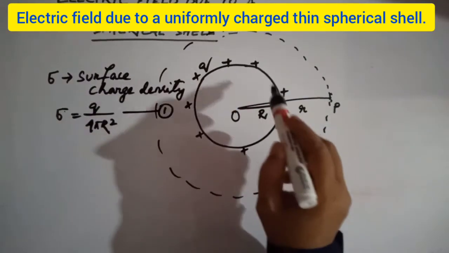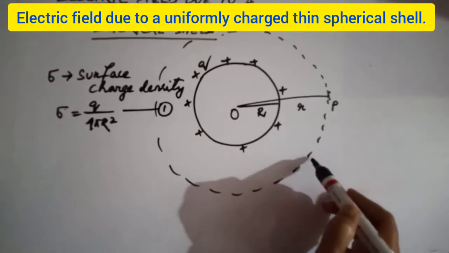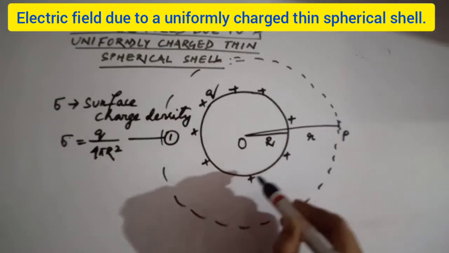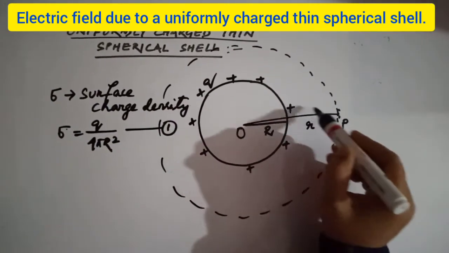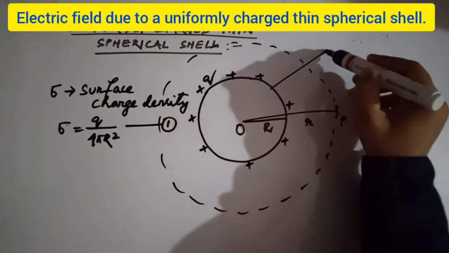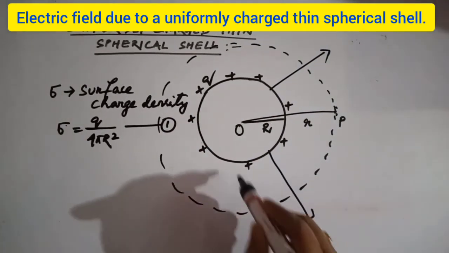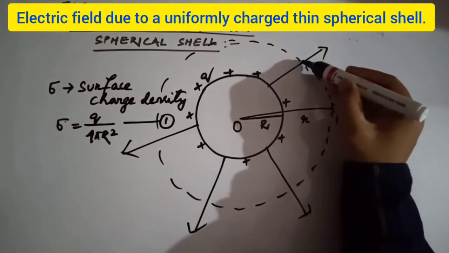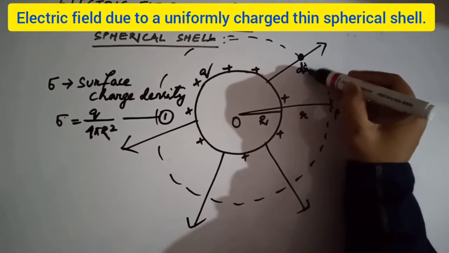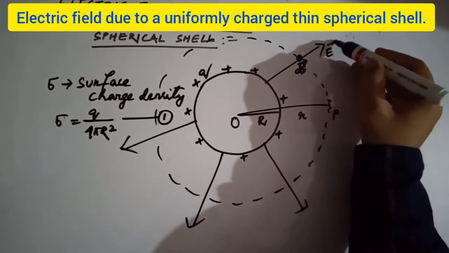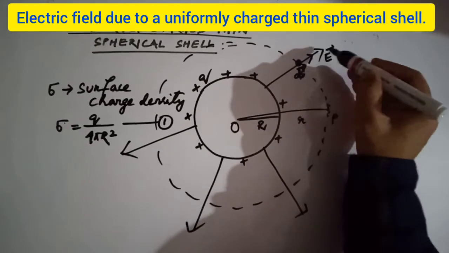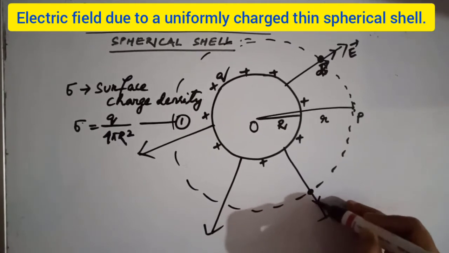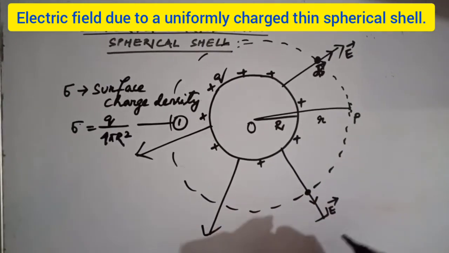This spherical charge distribution is symmetric about this Gaussian surface. The field lines due to this charged spherical cell are radially outwards. Now let's consider a small element ds here, area vector. The electric field and area vector are in the same direction. At each point you will find the area vector and the electric field are in the same direction.